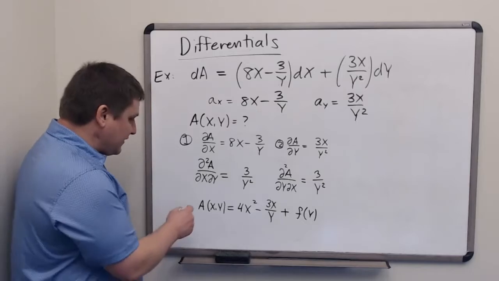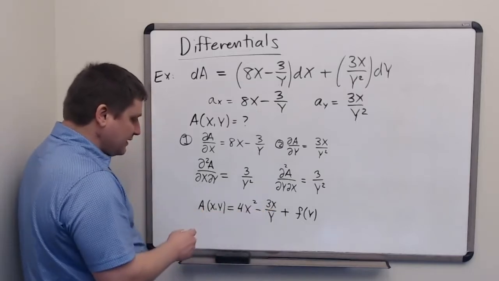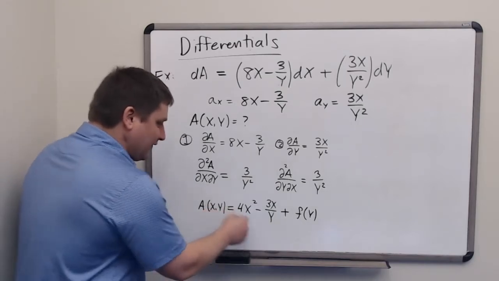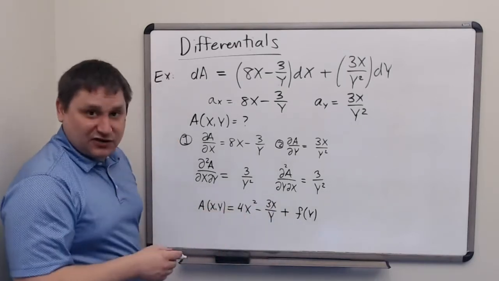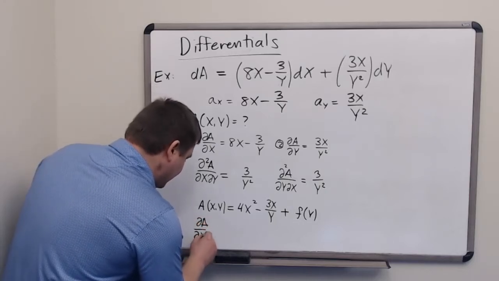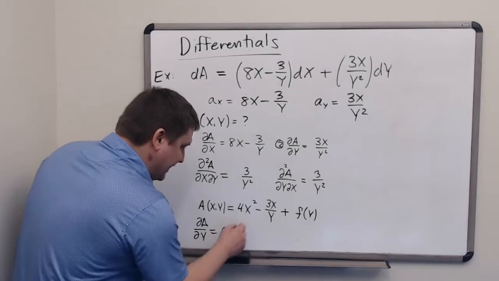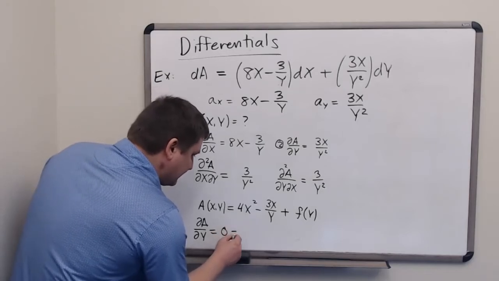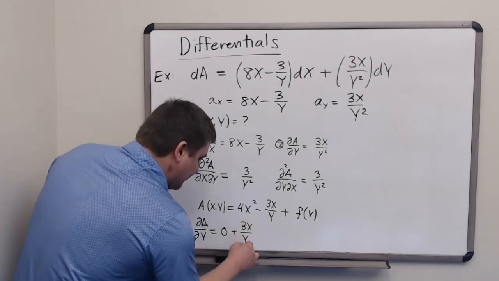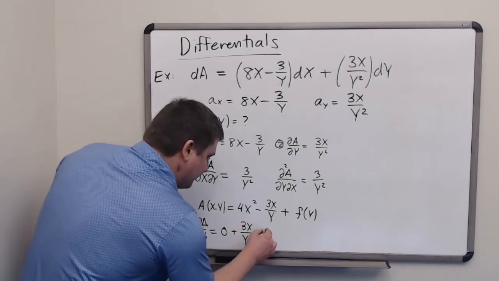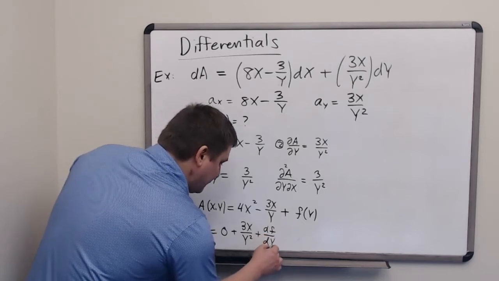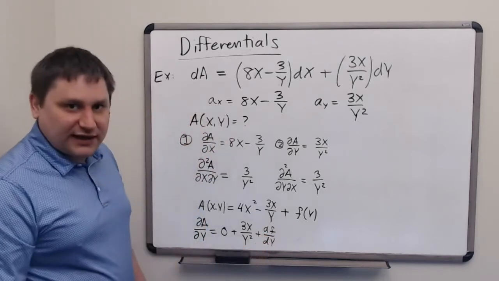We can now take this partial solution and compare it to the second equation. First, I'll take the derivative of this partial solution with respect to y. I'll get 0 for the first term, because it only depends on x. For the second term, I'll get positive 3x over y squared using the power rule. And for this third term, I'll get the total derivative of f with respect to y, because f can only depend on y.